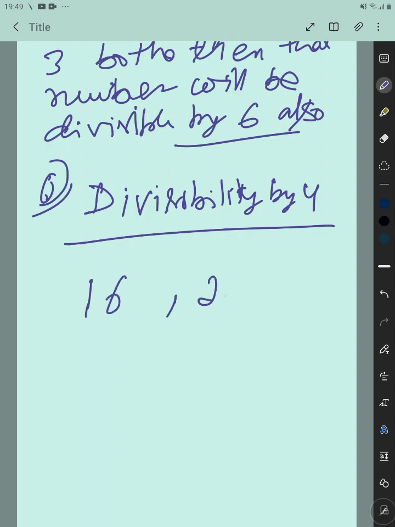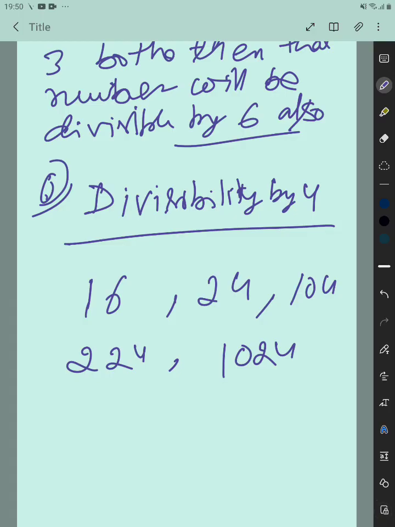16, 24, take 104, take 224. Let's take some higher digit numbers, like 1024. So we have taken a few numbers over here.